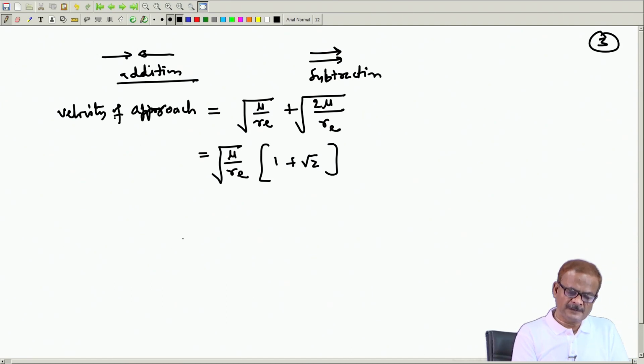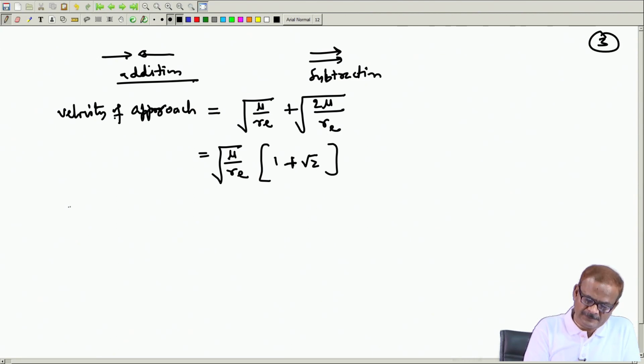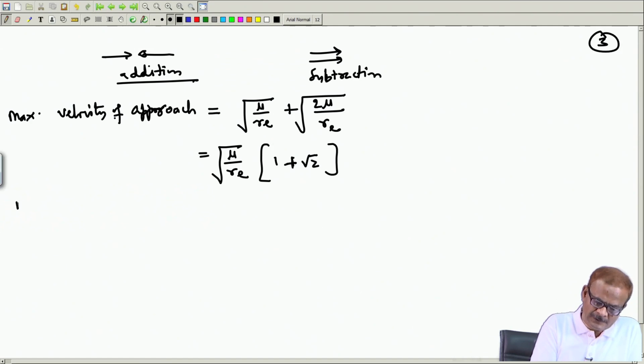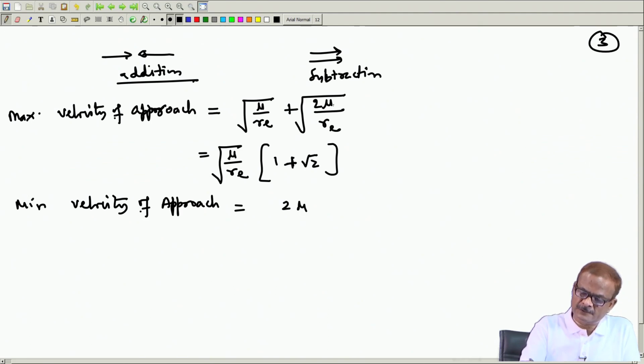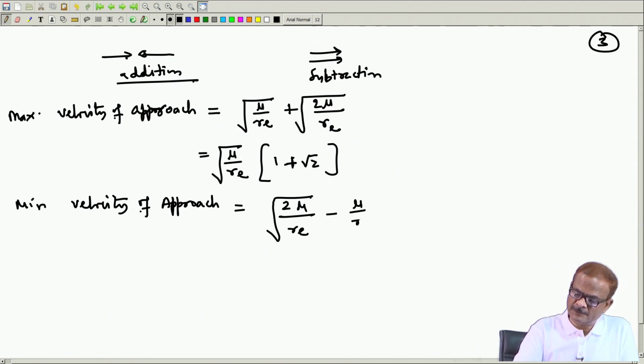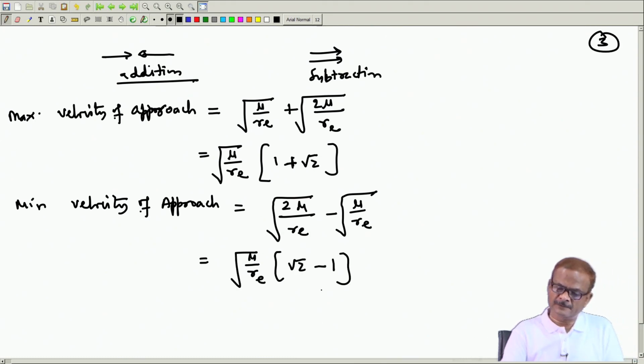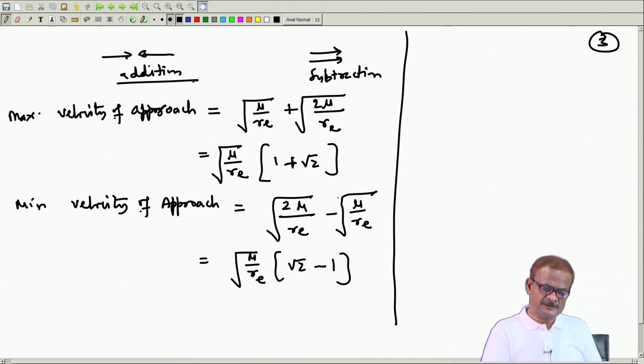Another case, once they are moving in opposite direction, we have to subtract it. So, in that case the same velocity, so this is the maximum velocity of approach, and minimum velocity of approach will be, because this quantity is larger, we put it first here, minus mu by r e under root. So, this is mu by r e under root times root 2 minus 1. Now, mu by r e we have to compute and insert here in these two places, and we will get the result.